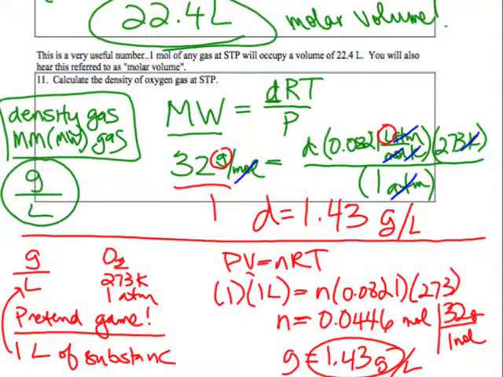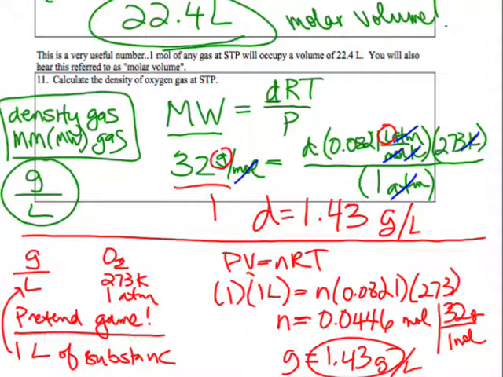Now I'm going to address that 22.4 in a second, but does everyone see what I did? I pretended I had a liter, I used PV=nRT to solve for how many moles that is, and then converted that to grams. So which way do you like better? D=MM/P? Yeah, so I do.